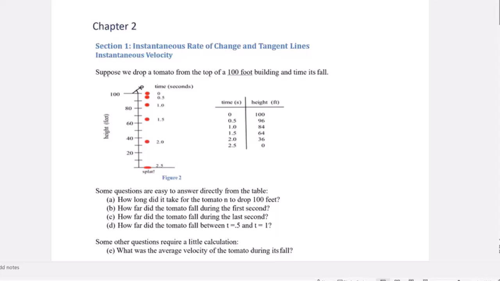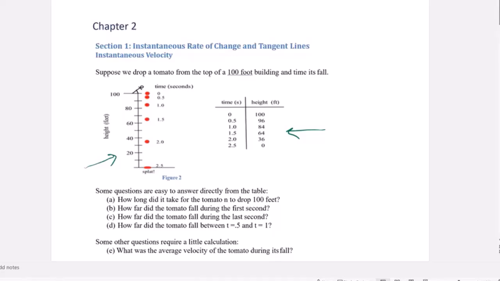So basically we have this over here, and there's a little guy at the top. He drops a tomato, and here's our table, and it tells us how many seconds have elapsed and where it is as far as the height is concerned. So some questions are really easy to answer just from this table.